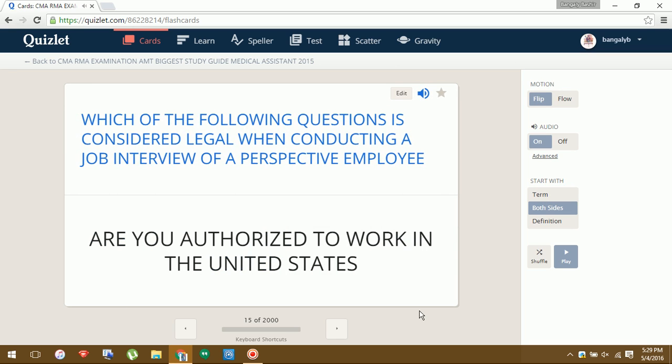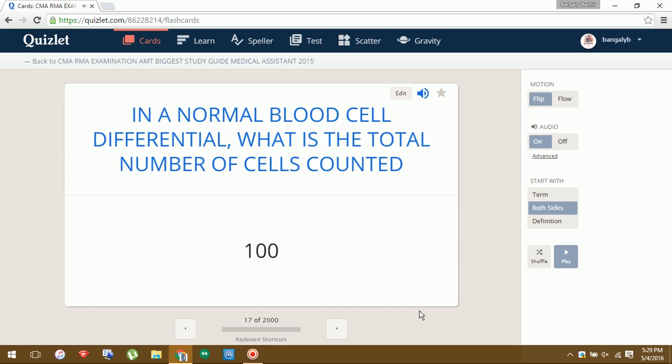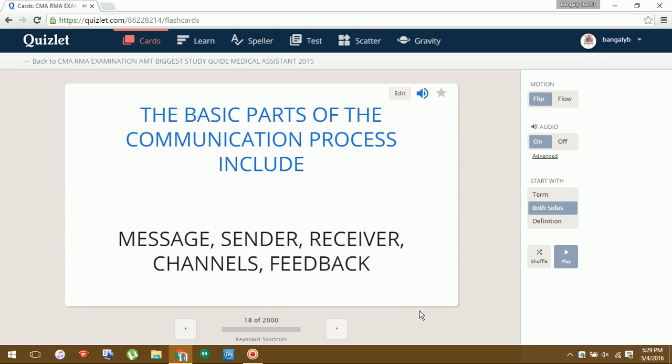Which of the following questions is considered legal when conducting a job interview of a prospective employee? Are you authorized to work in the United States? How often should quality control be performed for laboratory procedures? Daily. In a normal blood cell differential, what is the total number of cells counted? 100. The basic parts of the communication process include message, sender, receiver, channels, feedback.